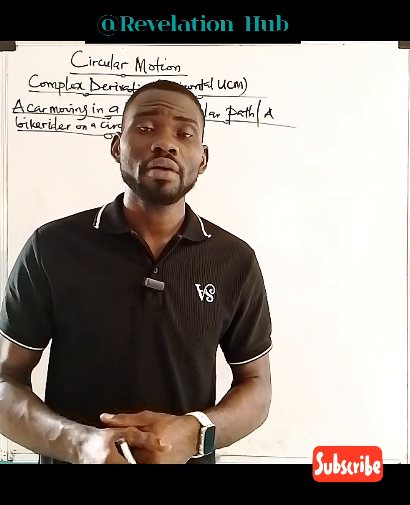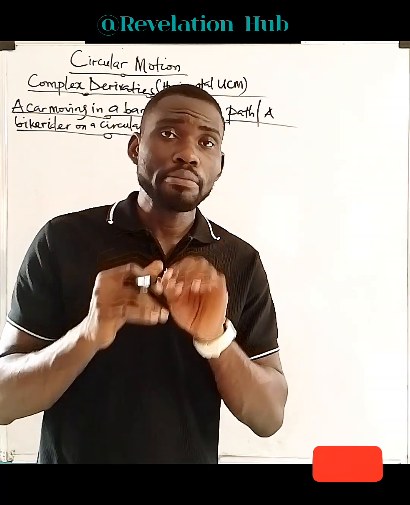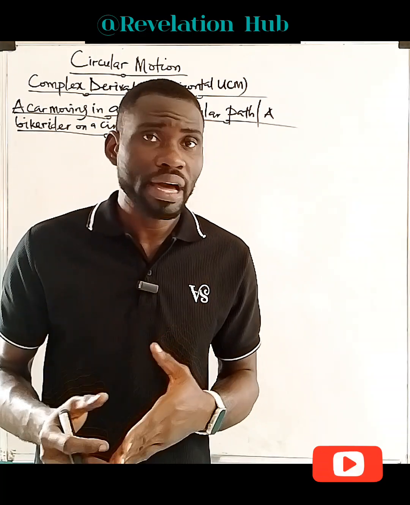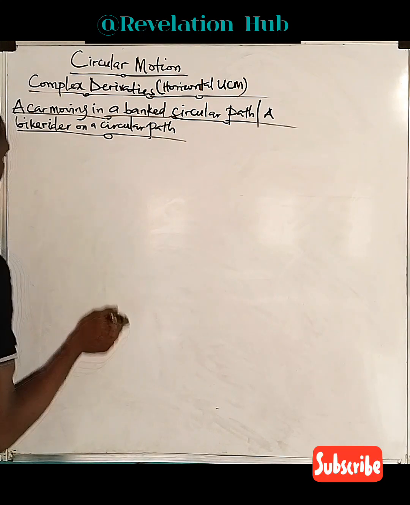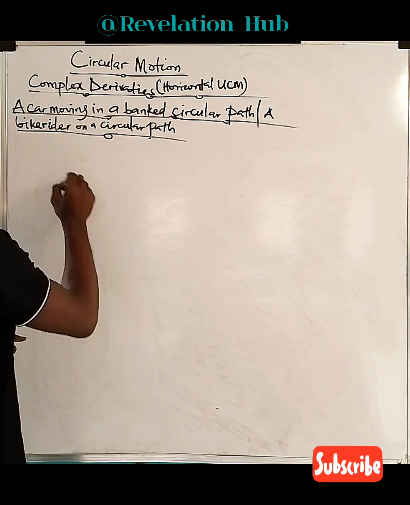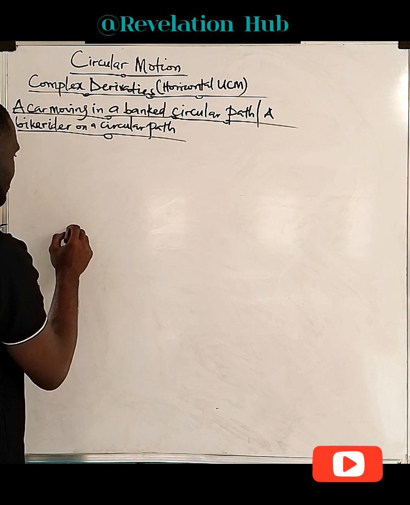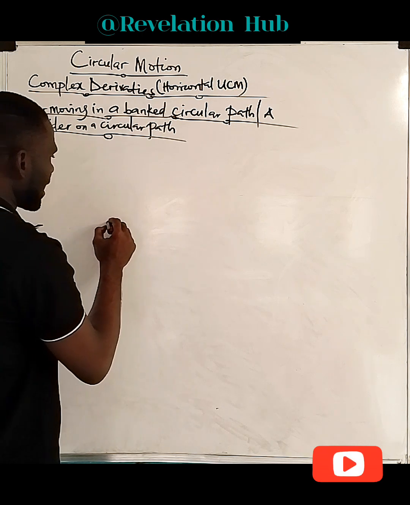So today we are looking at what it looks like when a car moves on a banked circular path. This is not a plain circular path. Let's quickly have a pictorial diagram. I'll try my best to draw this. I'm not really very good at drawing by heart.